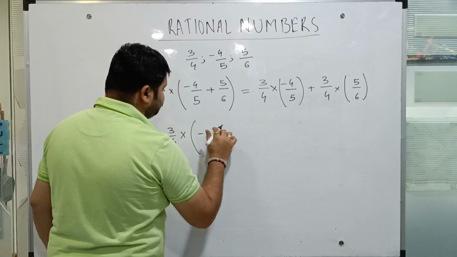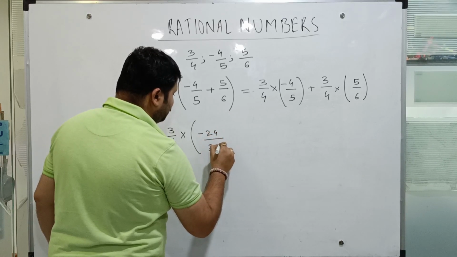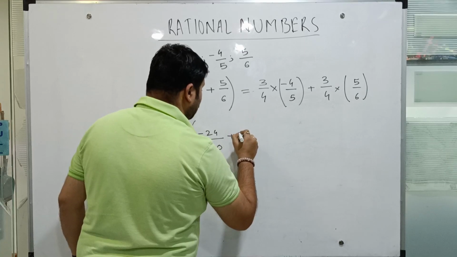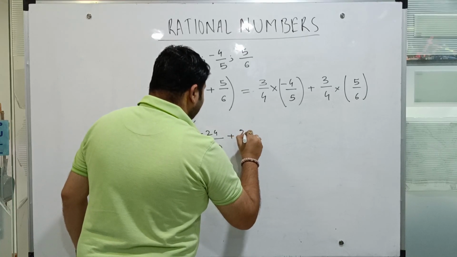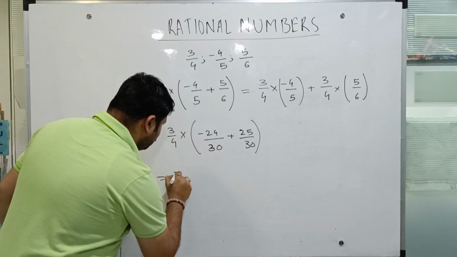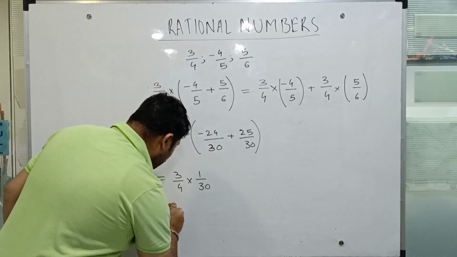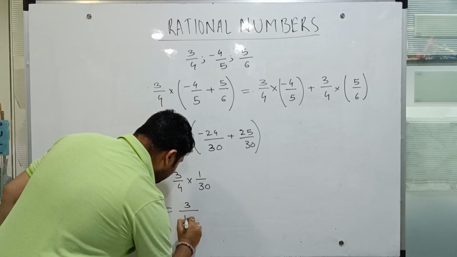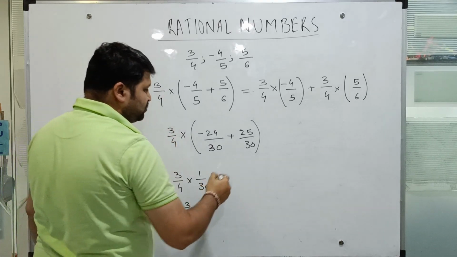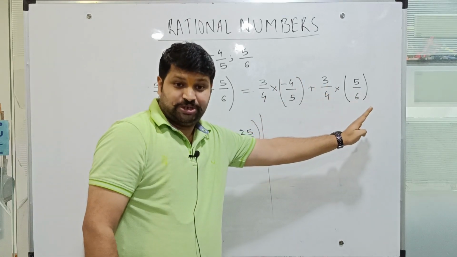24 upon 30 plus 25 upon 30. So that would be equal to 3 upon 4 multiplied by 1 upon 30, giving me 3 upon 120 as my final answer. Now let's see whether the answer matches here.